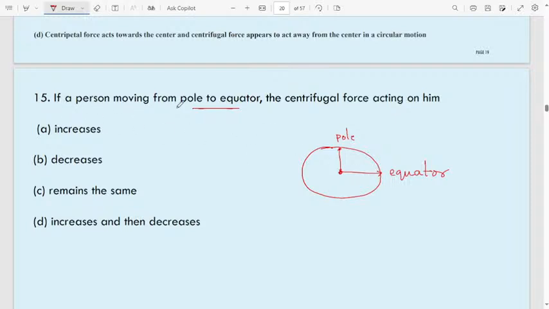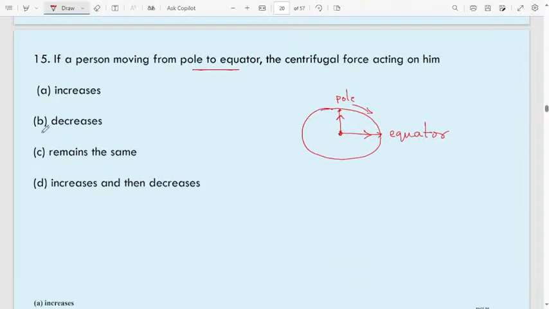If one person is moving from pole to equator, then the centrifugal force acting on him, centrifugal meaning the force is acting away from the center of the circle. Here the first option, the centrifugal force acting on him: option A increases, option B decreases, option C remains the same, option D increases then decreases. The correct answer for this question is increases.